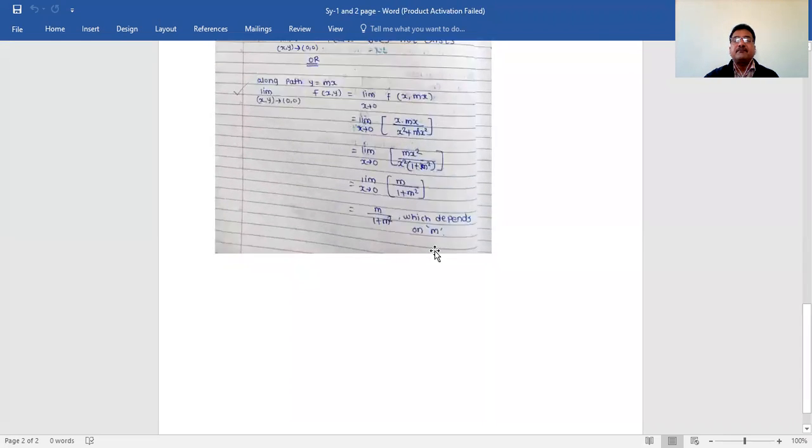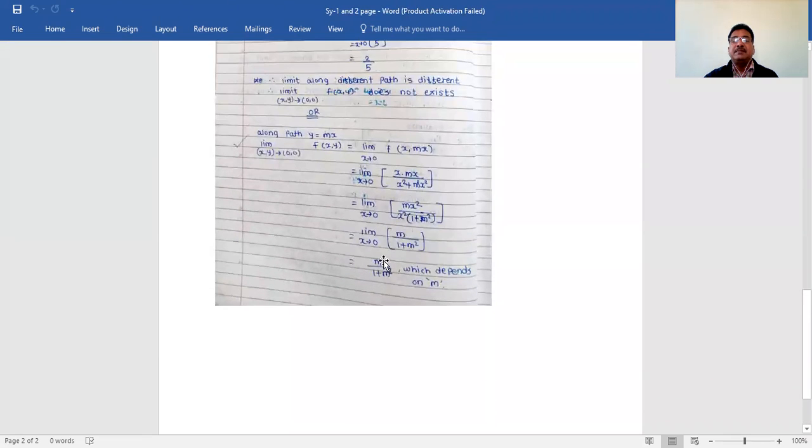That's why, since this depends on m, if we change m, for example if we take m as 1, then we have the answer 1 by 1 plus 1 square, that is 1 half. If we take m as 2, then we have the answer 2 by 1 plus 2 square, that is 4 plus 1, that is 5, so 2 by 5. If we change m again, we have the answer 3 by 10. In this way, if we change m, then we have different answers.